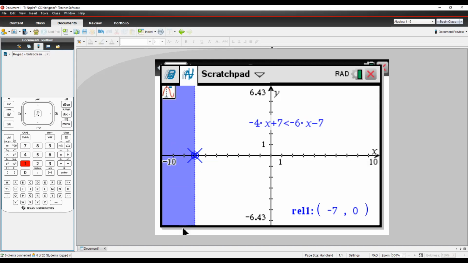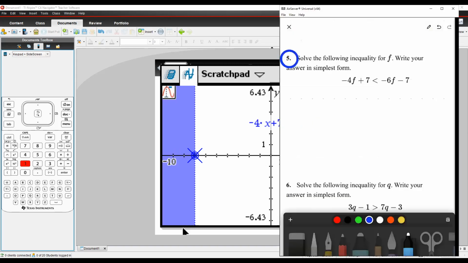So if I go back to my iPad, I would write x has to be less than a negative 7. That's it. That's the answer. We're done. Okay, let's go to next page.